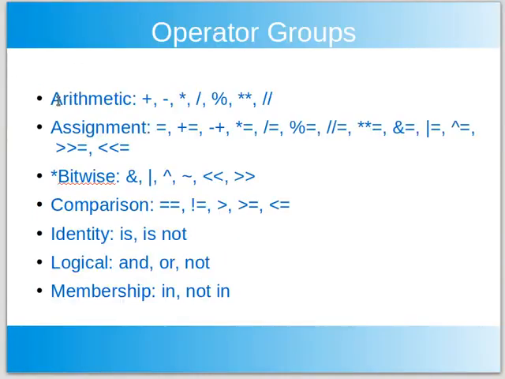Operator groups: arithmetic, plus, minus, times, division, modulus, exponentiation, floor division. So pretty much these ones are all self-explanatory. This is multiplication, this one's division. It's going to return a float for that. Floor division is if you want to have an integer returned. Exponentiation is just raising something to some power. And modulus is just going to return the remainder.